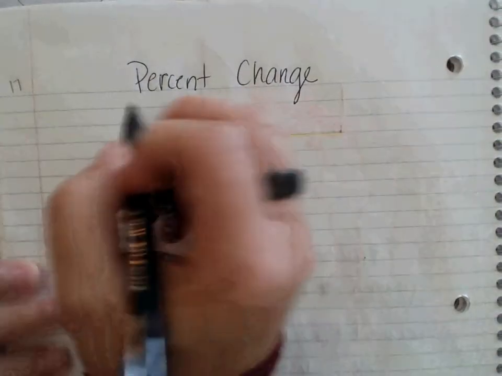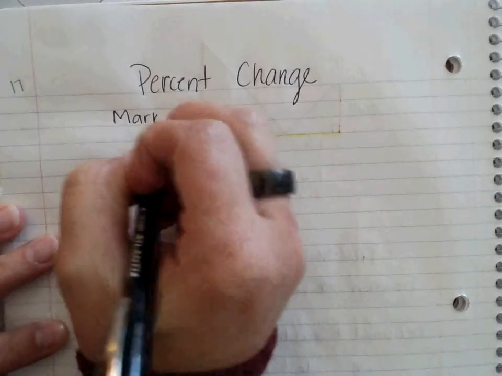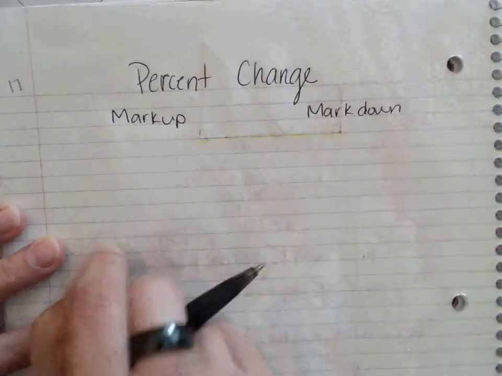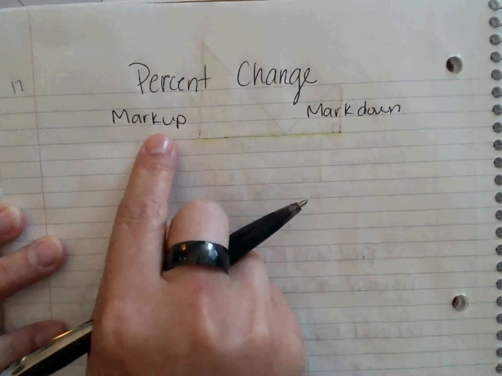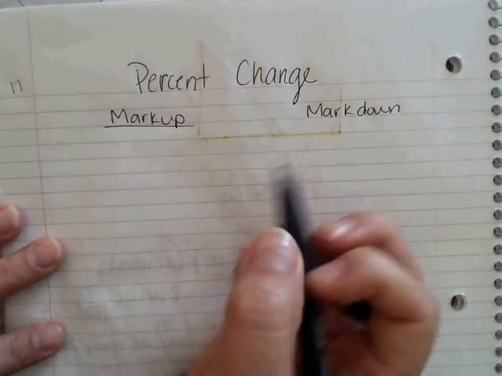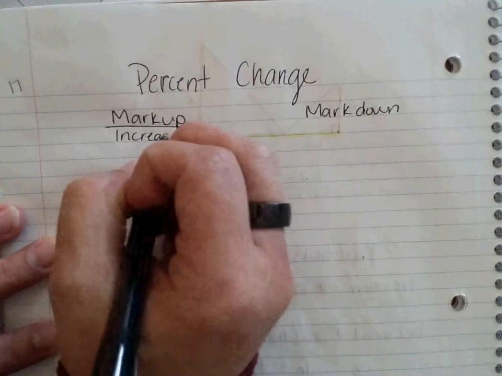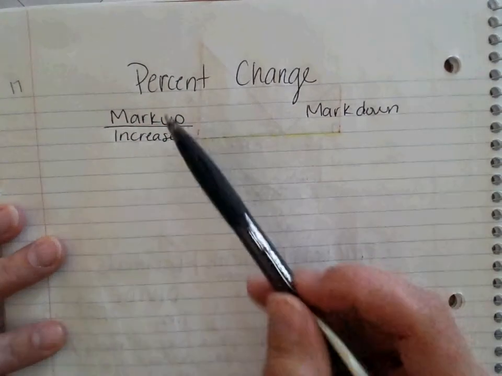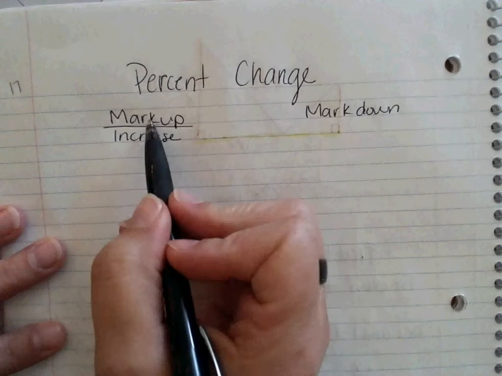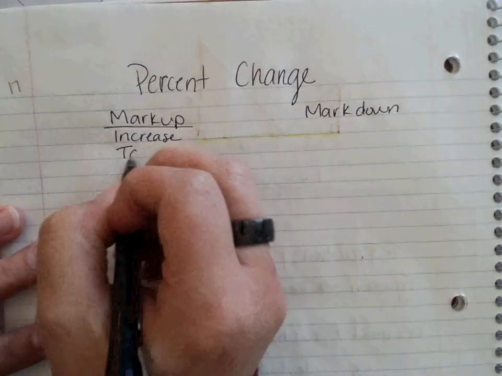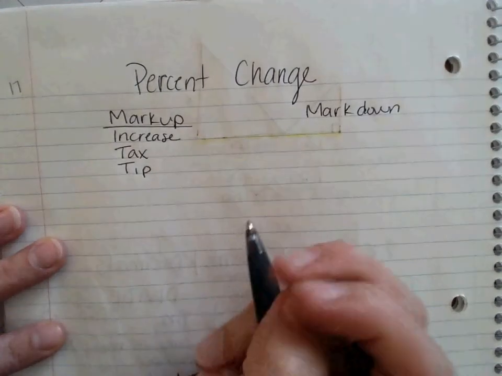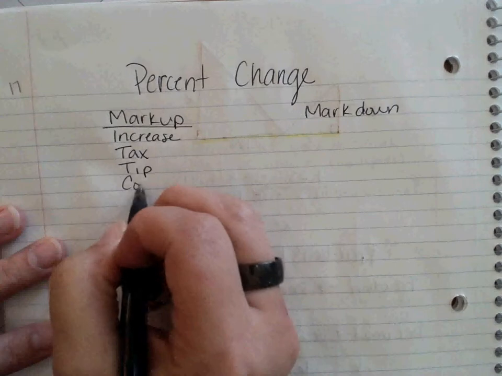When we talk about percent change, we have a markup and then we have a markdown. So when you change, you're either going to change by marking up or by marking down. A markup is when our amount goes up, when we change and it's an increase. Other words that we can see are markup, increase, tax, when we add tax to something, when we add a tip to something, also when we talk about commission.